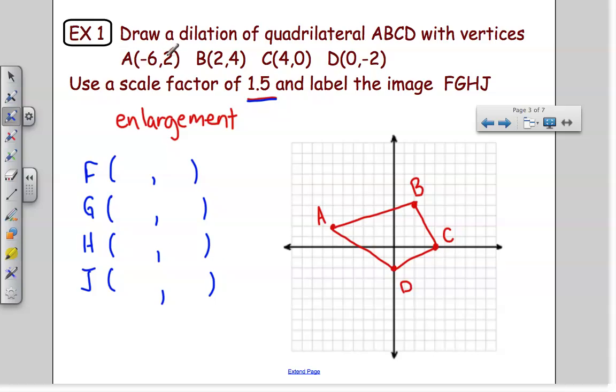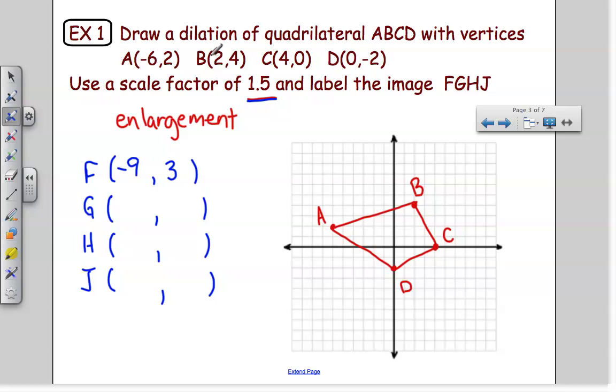So -6 and 2, I need to multiply both of those numbers by 1.5. Well, -6 times 1.5 would be -9, and you can check that in the calculator. Or you're thinking you're taking half of 6 and kind of adding that on, so you're adding on 3. And so we're at -9. 2 times 1.5 will be 3.